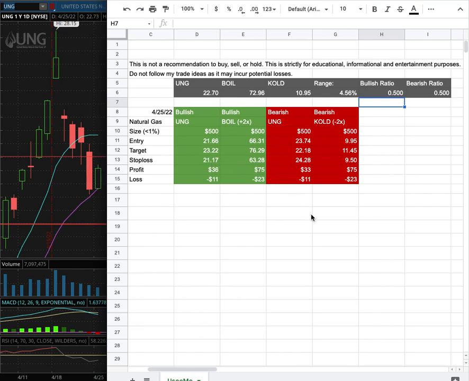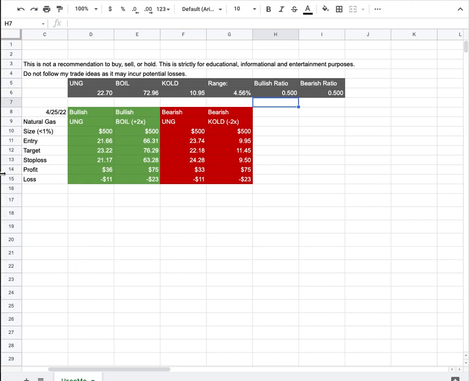However, if I were to open a short position, my entry is at $23.74, and that is this range here. My stop target is at $22.18. My stop loss is at $24.28. So whichever entry price were to hit first, that'll be my position of the week.